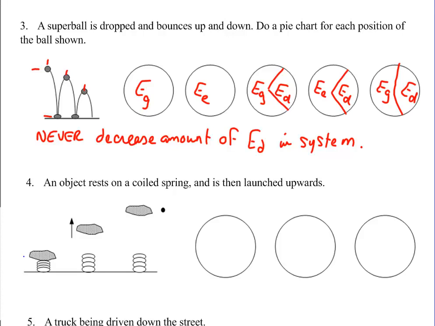In the first position, the rock isn't moving. We're going to make this our ground rather than this line, because then I can say it only has one kind of energy in the first position. It has elastic potential energy.